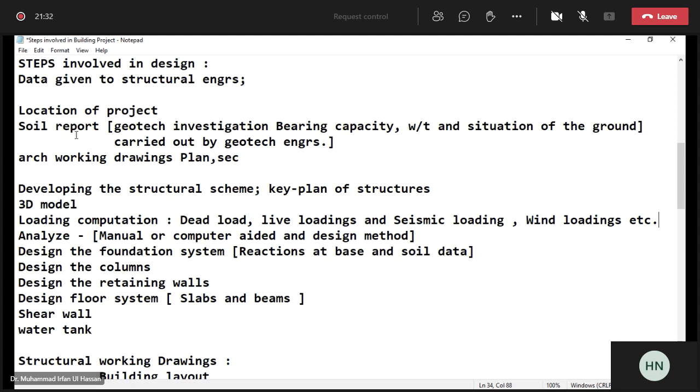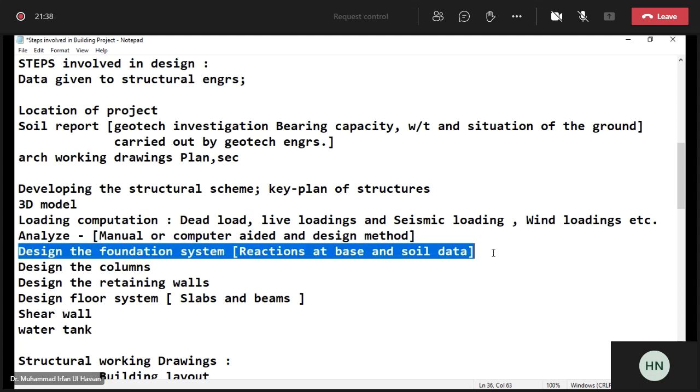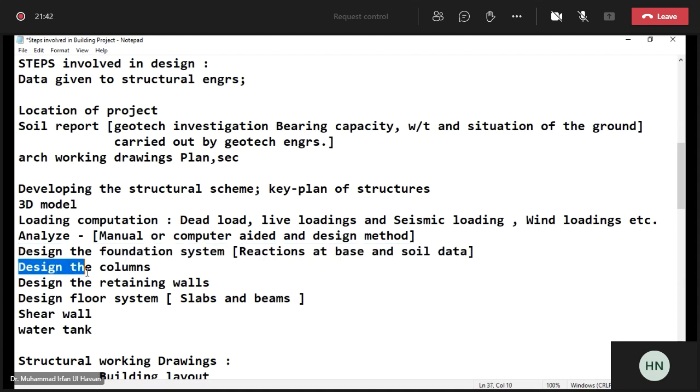Then after we get the reactions at the base of the building, based on the reactions we design the foundations of the building, and we have the forces in the columns and moments also. So based on that we design the columns, we design the retaining walls in the buildings, which are provided to retain the soil in basements on all sides. Where anything is to be retained, the retaining walls are needed.